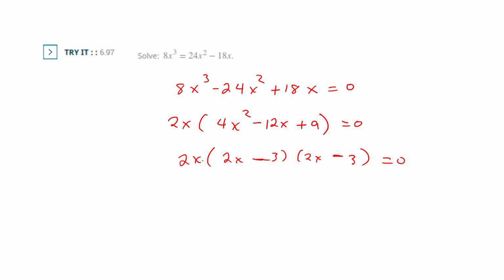Okay, now I have 3 things being multiplied together. Any of them could cause the problem, so I've got to set them all equal to 0. Now these two are the same, so it's going to be the same number, so I'm not going to write that twice. But when I solve this, I get x is 0 and 3 halves.